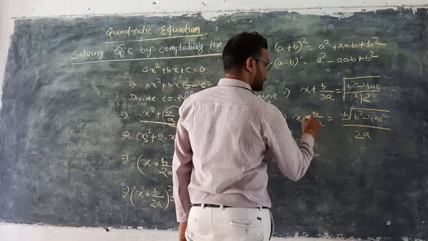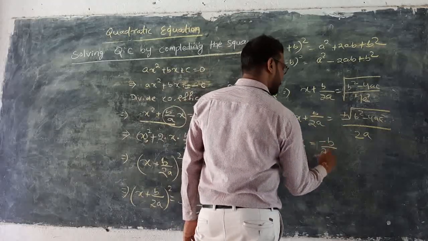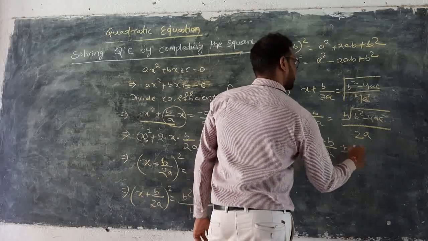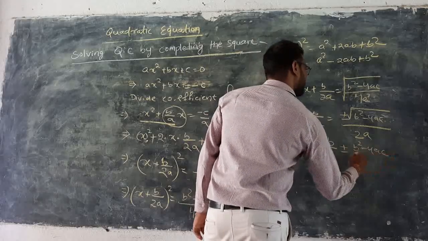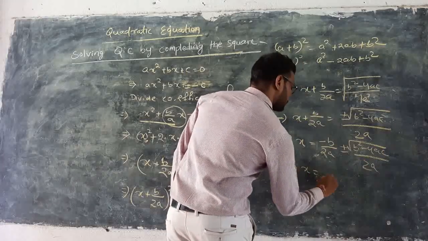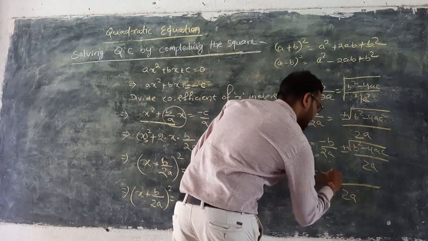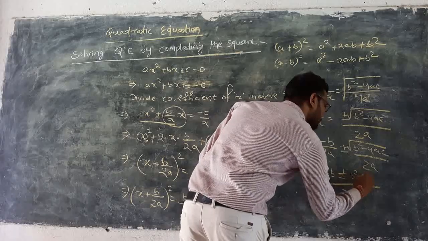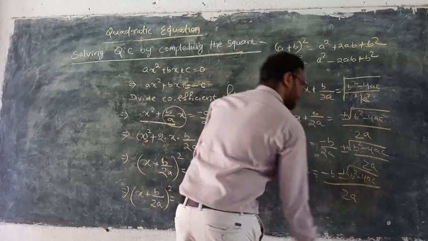So x is equal to, take this term to that side, minus b by 2a plus or minus root of b square minus 4ac by 2a. Here the root is there. So you will get x equal to, take the LCM, 2a, minus b plus or minus root of b square minus 4ac. Okay, you get the value of x.